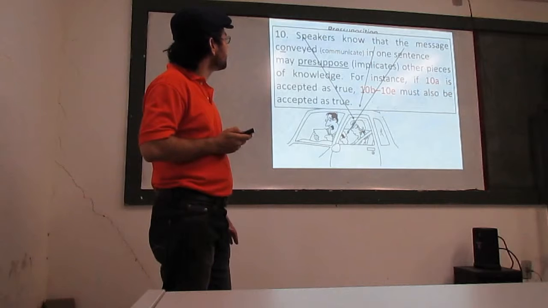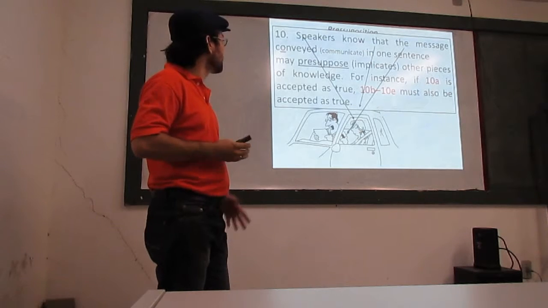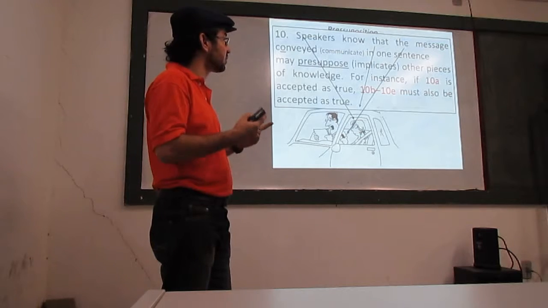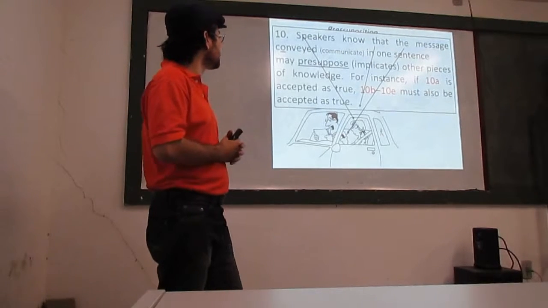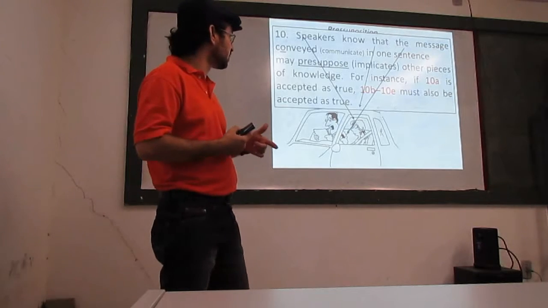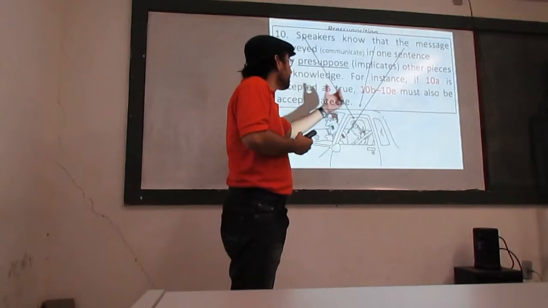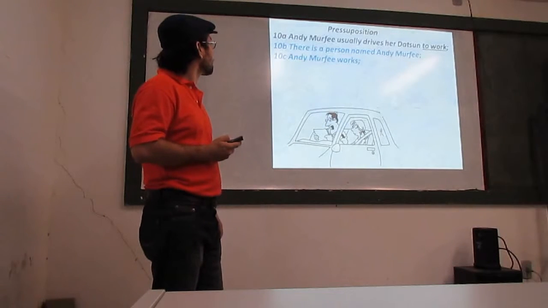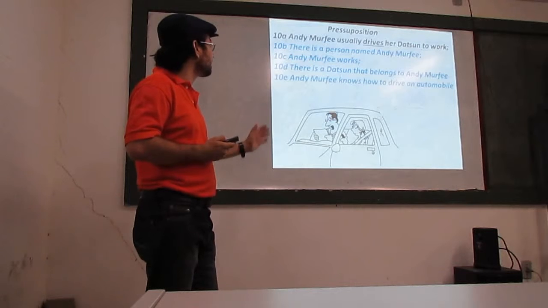Okay. Speakers know that the message conveyed or communicated in one sentence may presuppose or implicate other pieces of knowledge. For instance, 10A is accepted as true. 10B until 10E must also be accepted as true. Let's see. Let's see examples.